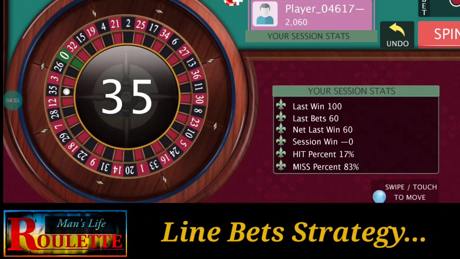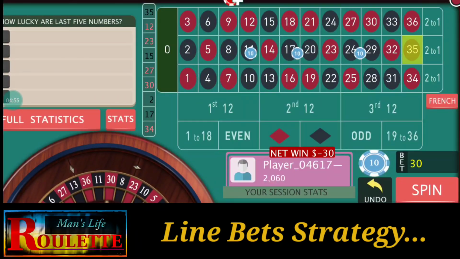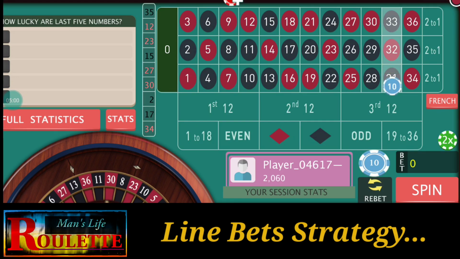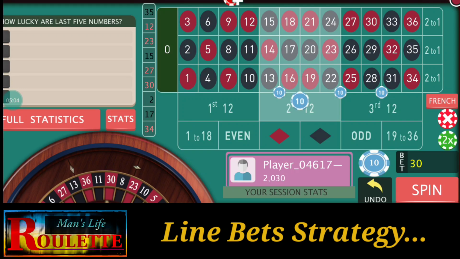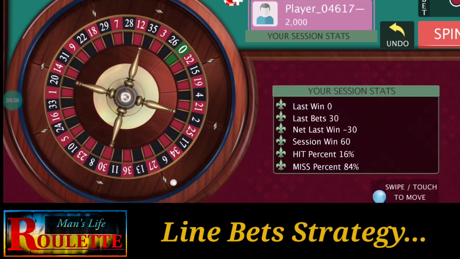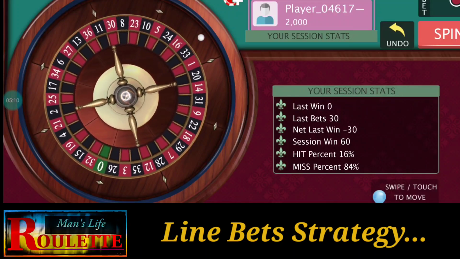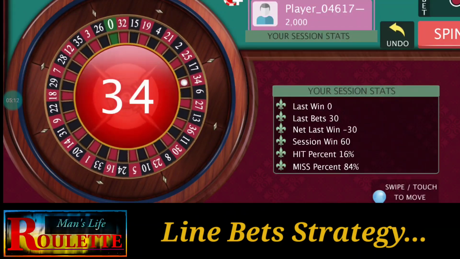And it's 35. This time I lose, so again time to increase the bets. Now it will become a $20 again. So after every spin, if you lose, increase the bets. If you win, decrease the bets.